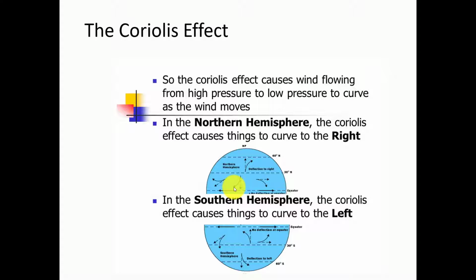So even though the arrow looks to our eyes to be going to the left, relative to the direction of the wind, which is represented by this small dotted line, it's curving to the right. In the southern hemisphere, the Coriolis effect causes things to curve to the left. Again, relative to these dotted lines, there's a curve to the left.